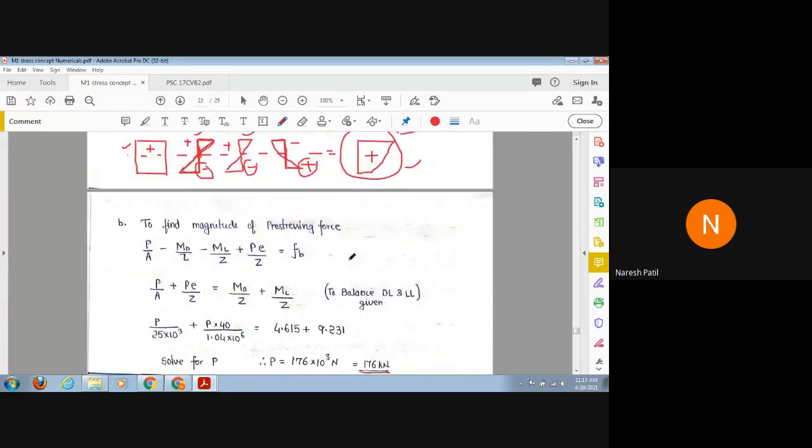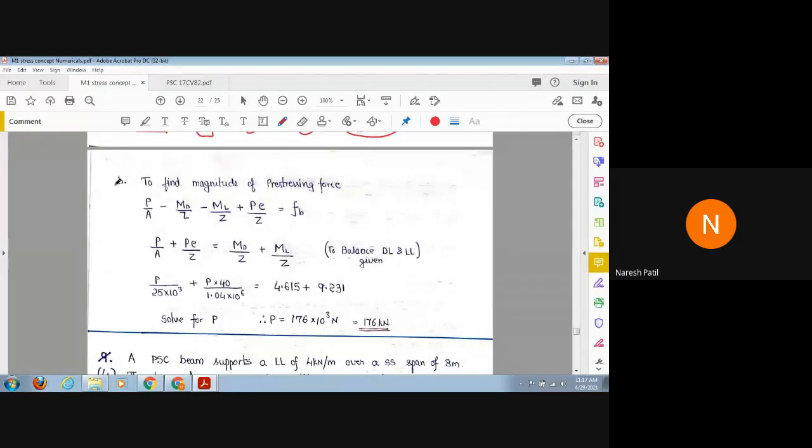Okay, then we have the next one. To find the magnitude of pre-stressing force to balance the dead load and live load at bottom fiber stresses. See, that is very important. The given statement of the question is very important. They have mentioned at center for bottom fiber stresses. So you have to equate for bottom fiber only.